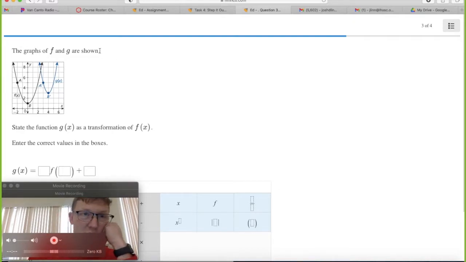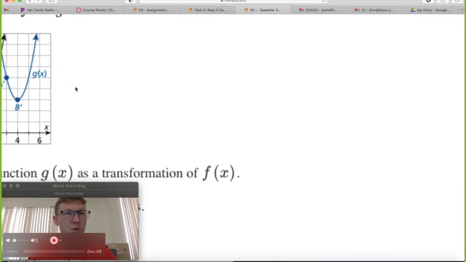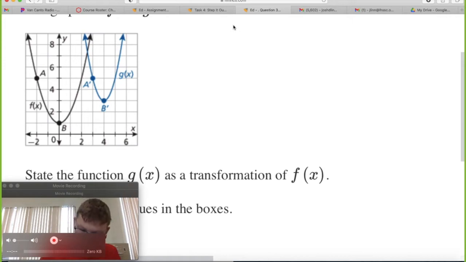The graphs of f and g are shown. State the function g of x, that's the blue one, as a transformation of f of x. That's the black one. So, step 1, let's figure out our parameters, because they're a little bit easier to see. So, the first thing I like to look at is, well, let's zoom in, are the vertex, or vertexes, I don't know. So, g of x, well, whatever, we'll just label our parameters and I'll throw everything in an equation later.